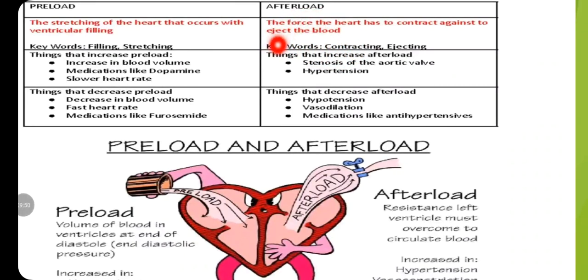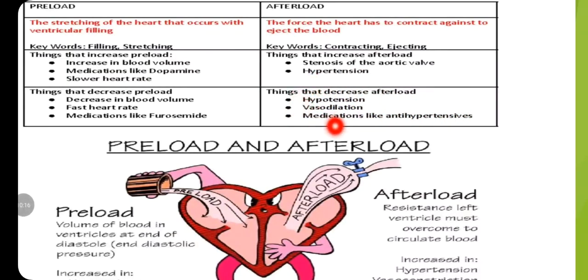Then afterload, it is the force that the heart has to contract against to eject the blood. So here, what factors may increase the afterload? Stenosis of the aortic valve and hypertension. These increase the resistance that blood has to overcome, or that the ventricles must work against. That is afterload. Then other factors that may decrease the afterload: hypotension, vasodilation, medications like antihypertensives.